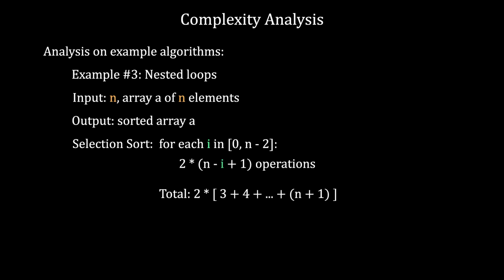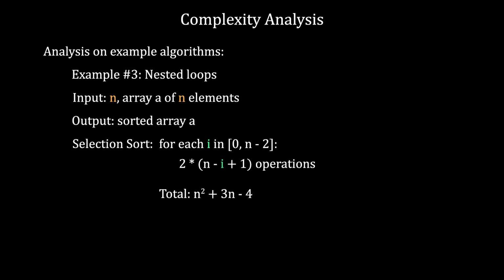If we add this together, we get a total of 2 crossed 3 plus 4 plus ... plus n plus 1, which we can also write as 2 crossed 1 plus 2 plus 3 plus ... plus n plus 1 minus 3, and we can apply the Gauss sum, so we will get 2 crossed n plus 1 crossed n plus 2 divided by 2 minus 3, which is n plus 1 crossed n plus 2 minus 6. This can be written as n squared plus 3 crossed n minus 4.